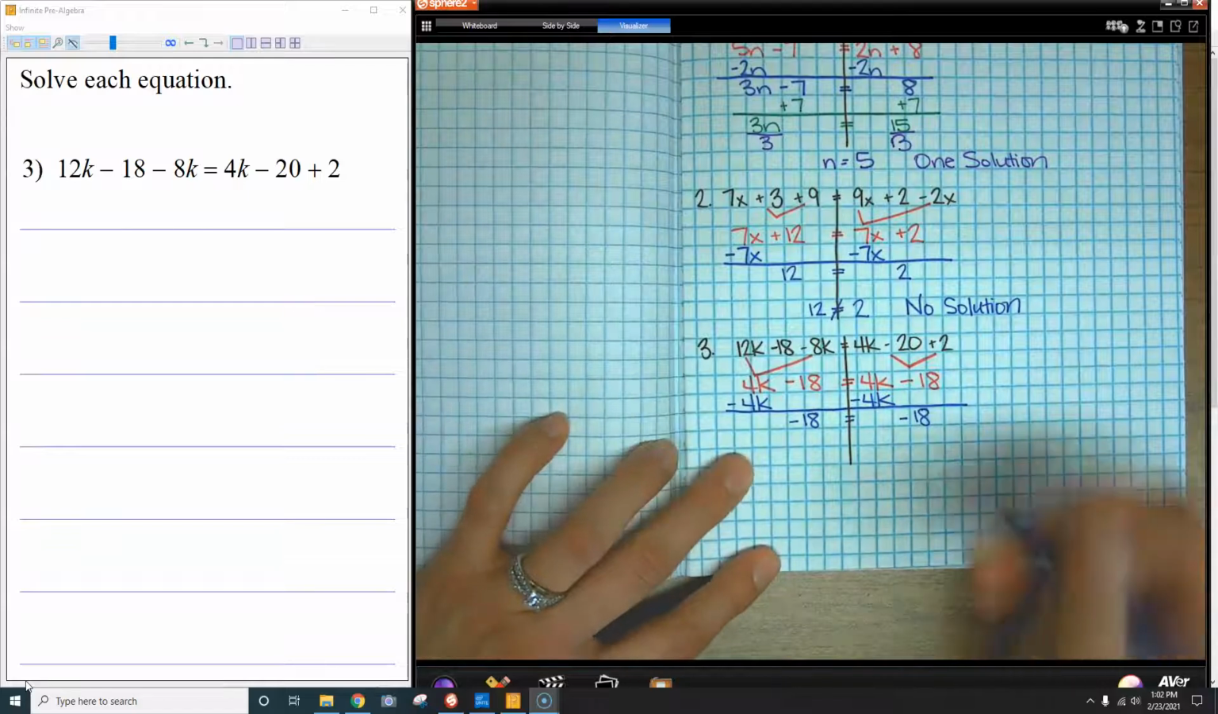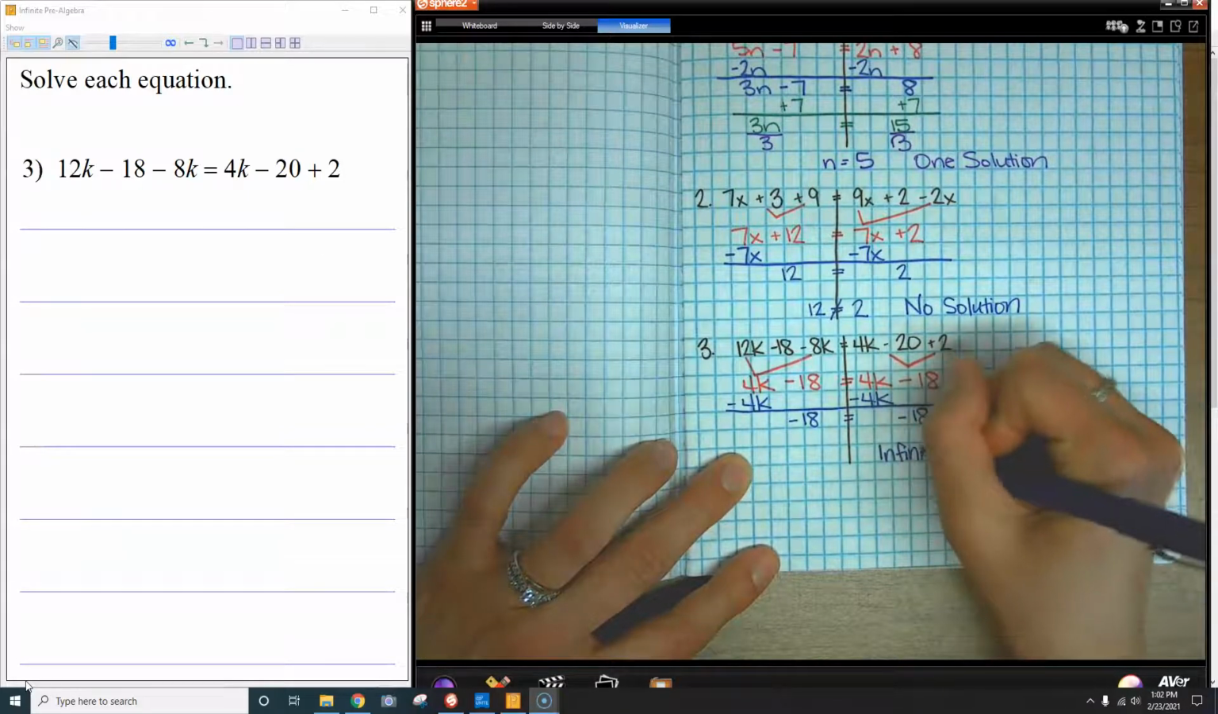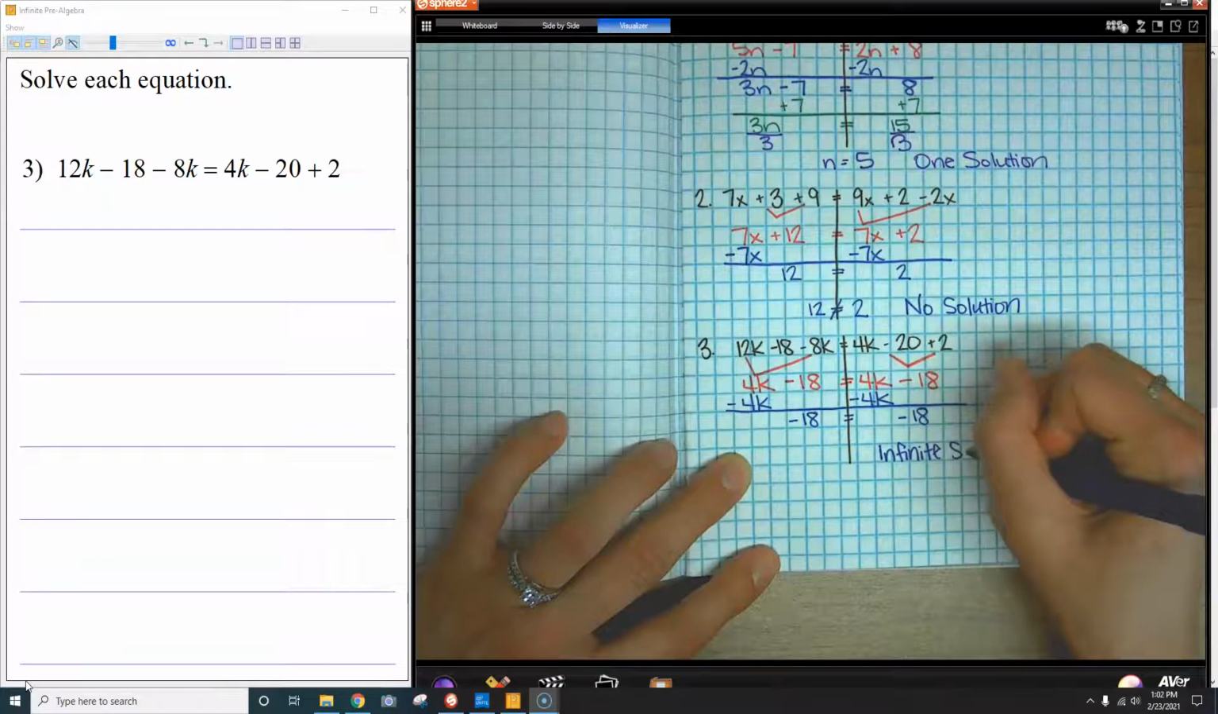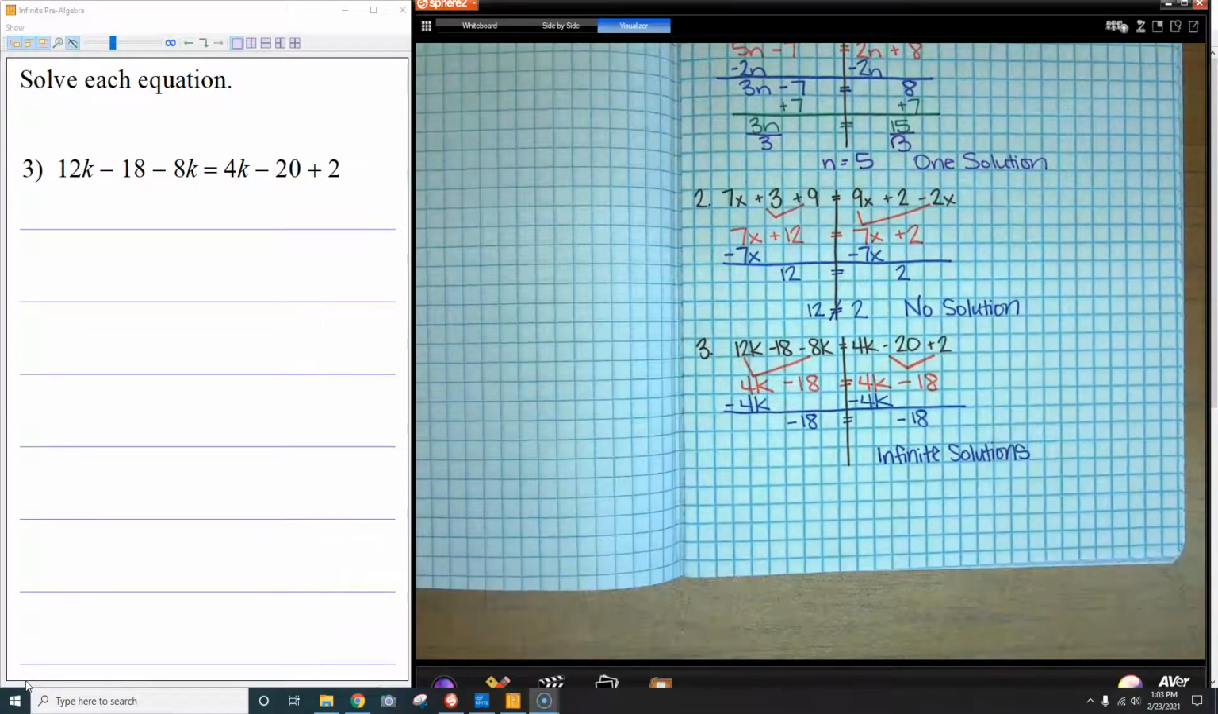That's a true statement. And because it's true, this is an example of infinite solutions. All the values of x or k in this example would keep it balanced. Okay, so this is infinite solutions.